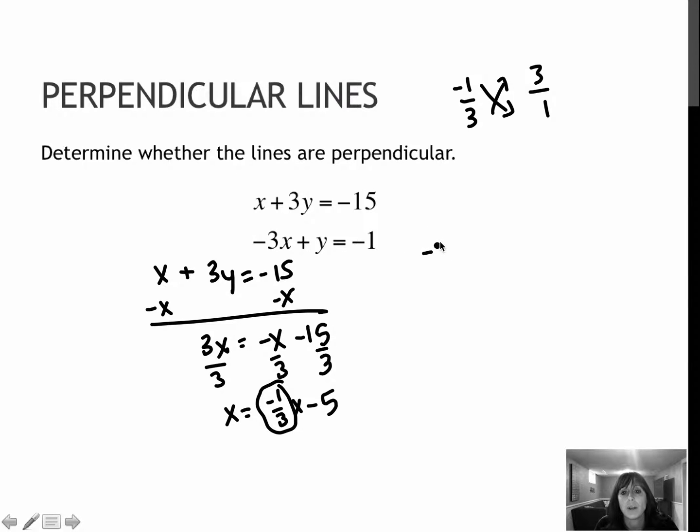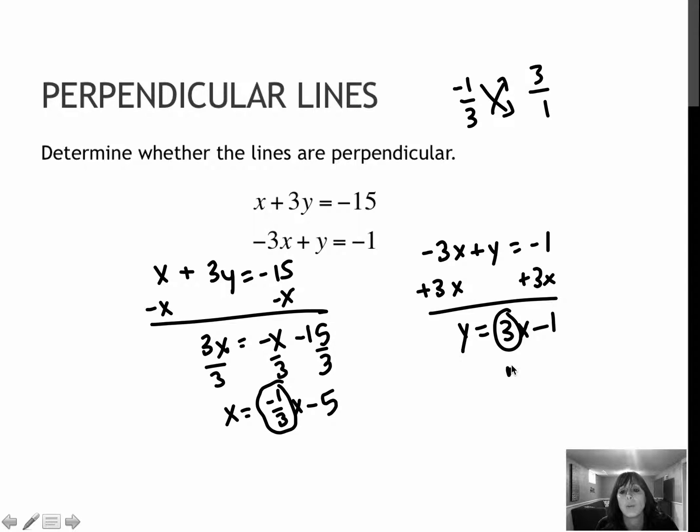So let's try this one. Negative 3x plus y equals negative 1. I would add 3x to each side to get y equals 3x minus 1. The slope here is 3, which is the opposite reciprocal of negative 1/3. So yes, these lines are perpendicular.